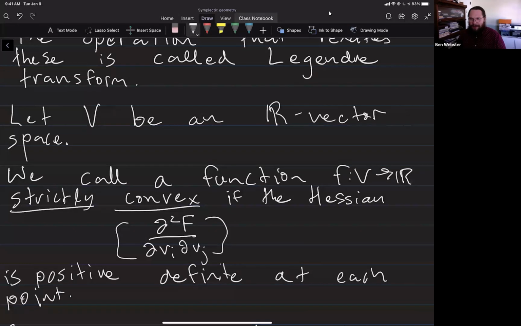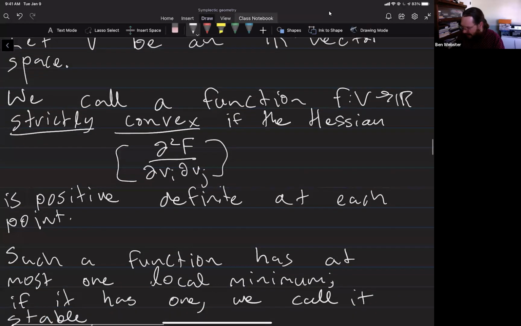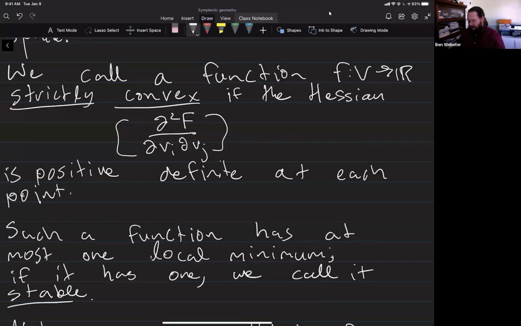And this should kind of remind you of this stuff about strictly pluri-subharmonic functions, but it's a little bit different because those involve complex variables and their complex conjugates. So this is not exactly the same thing as strictly pluri-subharmonic things, but it's not so far away either. Well, if that happens, then a little bit of calculus tells you that such a function has at most one local maximum.